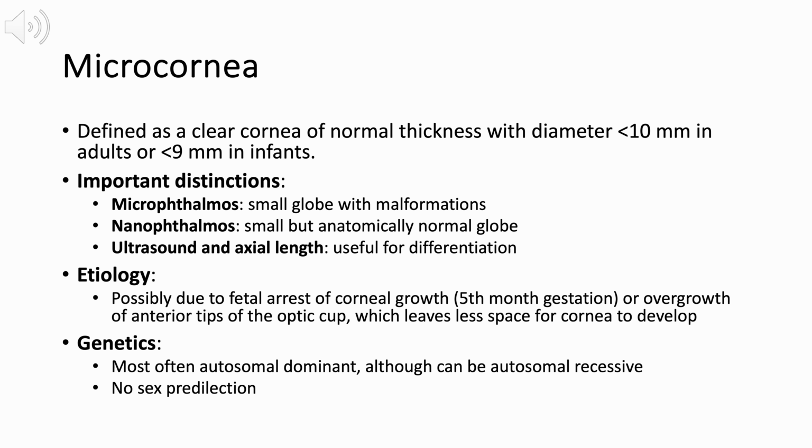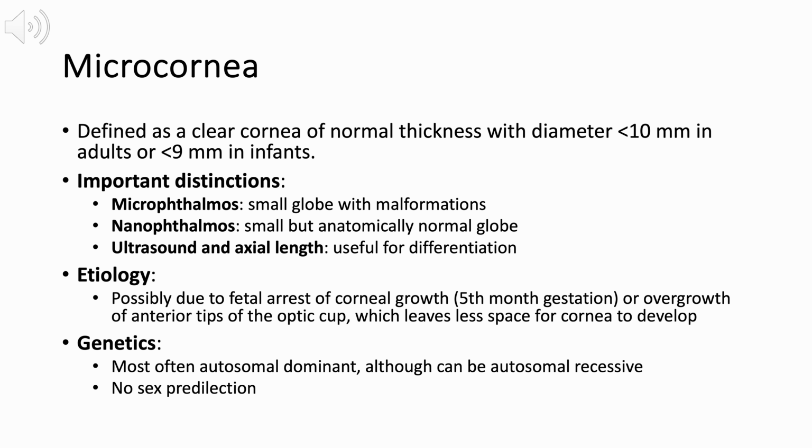Microcornea is defined as a clear cornea of normal thickness with a horizontal diameter of less than 10 millimeters in adults or less than 9 millimeters in infants. It is crucial to distinguish microcornea from other ocular size abnormalities. For instance, microophthalmos refers to a small globe with associated malformations, while nanophthalmos involves a small but anatomically normal globe. Ultrasound and axial length measurements are particularly useful in differentiating these conditions.